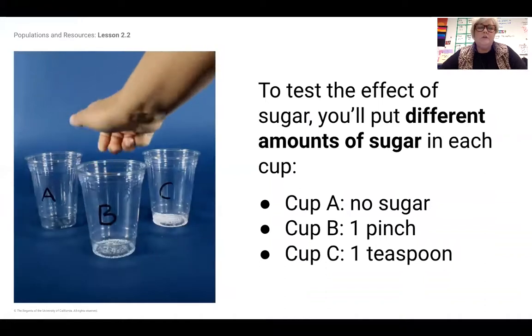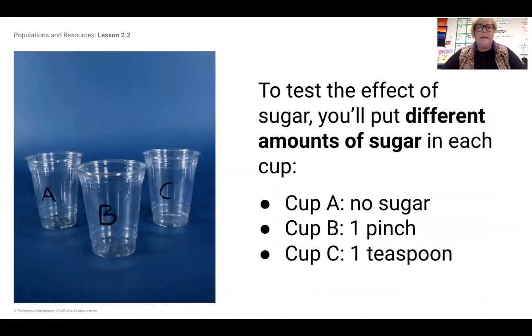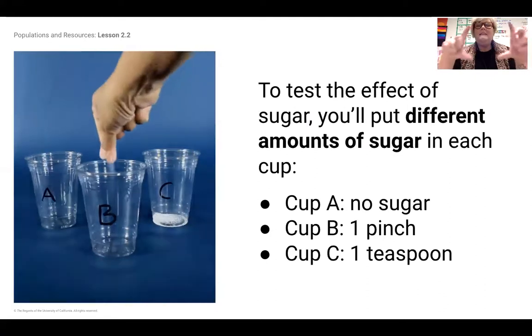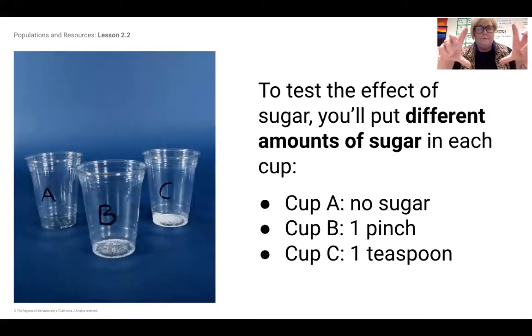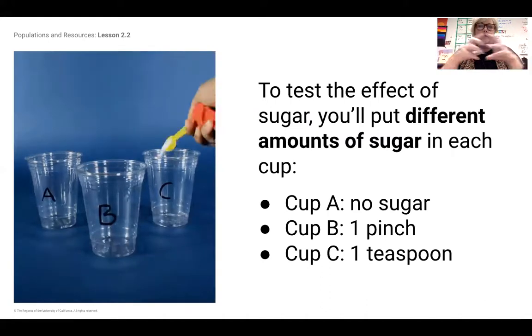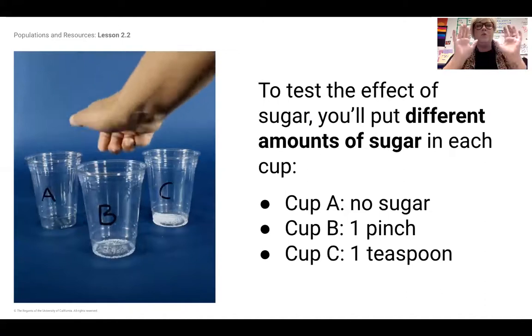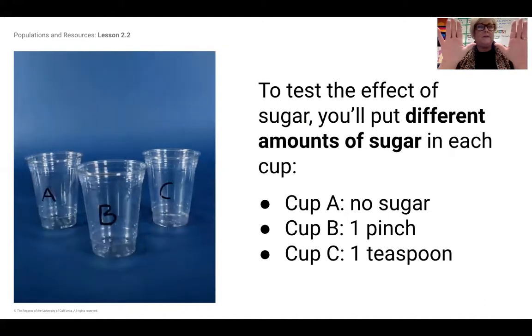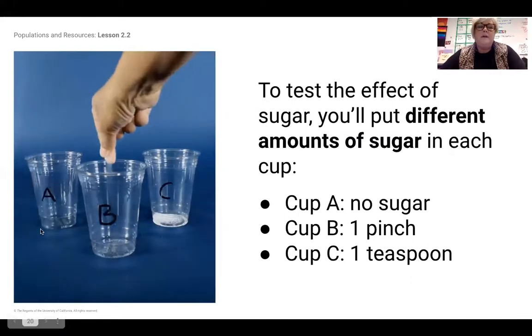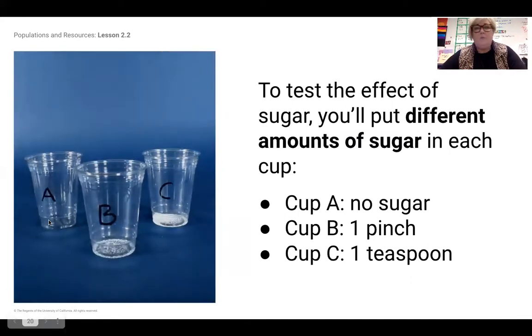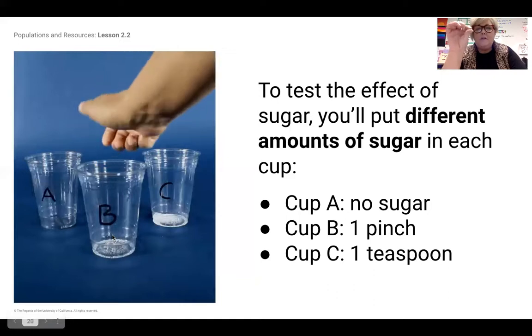All right, so the first thing you're going to do is you're going to get your cups, and they are labeled A, B, and C. The independent variable is the amount of sugar that we're going to give our yeast. And remember, an independent variable is the one thing in an experiment that we change. Everything else stays the same. So in cup A, we're not going to put any sugar at all. In cup C, whoops, I'm sorry, in cup B, we're going to put just a little pinch.